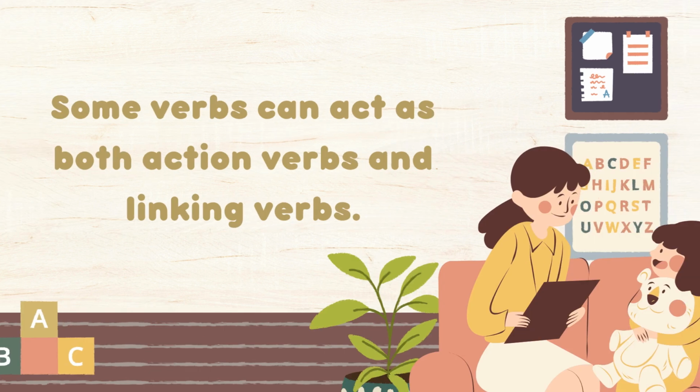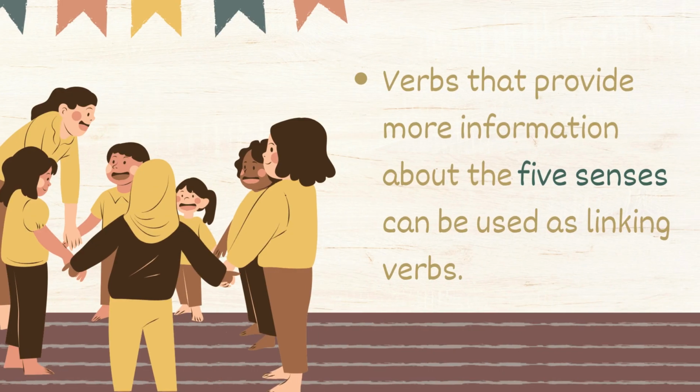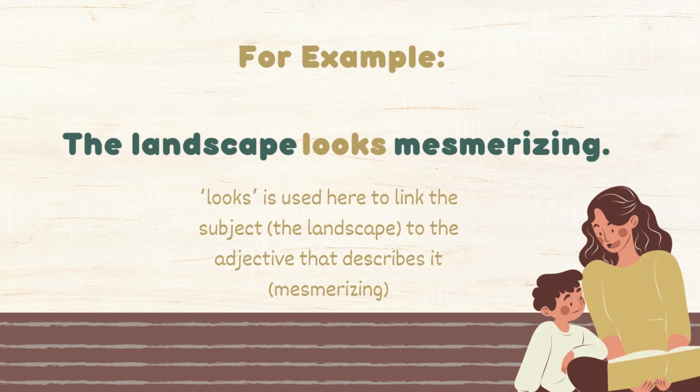Keep in mind that some verbs can act as both action verbs and linking verbs. Verbs that provide more information about the five senses can be used as linking verbs. For example, the landscape looks mesmerizing. Looks here is one of the five senses verbs. It is used to link the subject, the landscape, to the adjective that describes it, which is mesmerizing.